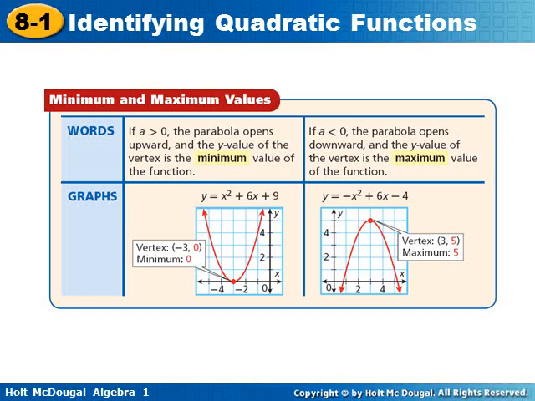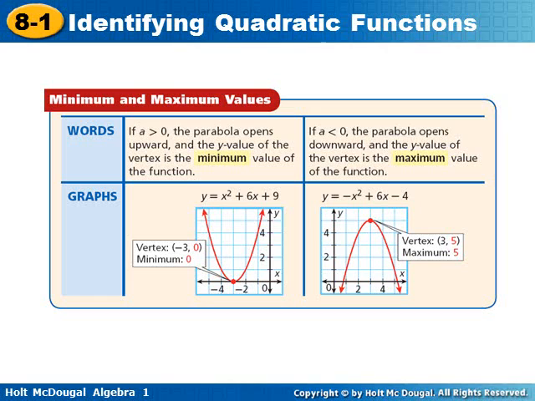So for example, if we had y equals x squared plus 6x plus 9, the parabola is smiling, and the vertex is the minimum, it's at the bottom. The y value of that point is the minimum value. So for this one, the vertex is negative 3, 0, and so the minimum would be equal to 0.